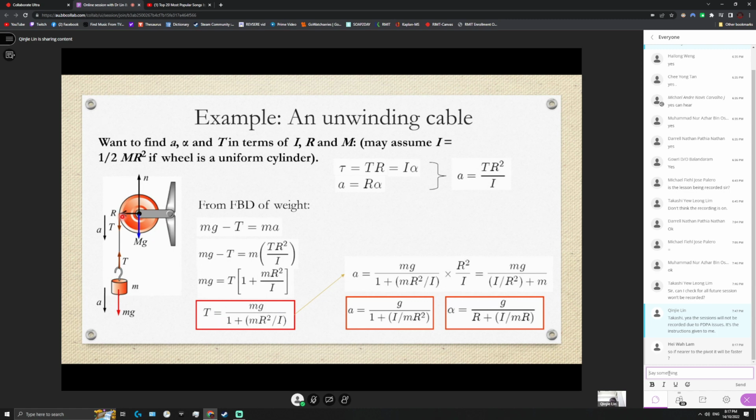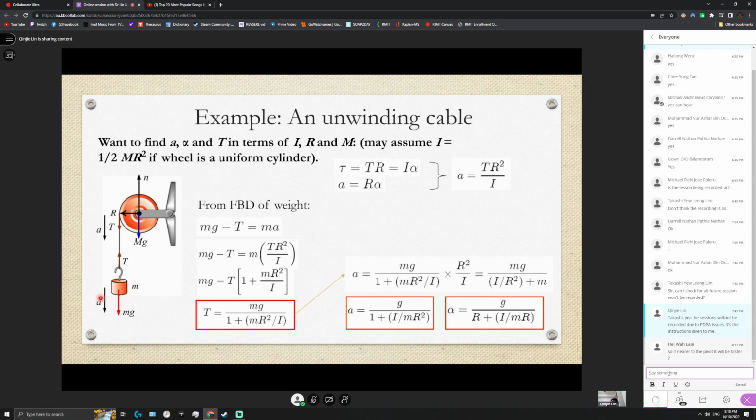Okay, we come back to this example, unwinding cable. We want to find a, alpha, and T in terms of I, R, and M, given this structure. So we have this sort of wheel here. Then you have a string tied to this mass here. So imagine if you release, of course, this mass will go down, right? And then this string will follow suit. Then there will be a rotation to this. So the systems are connected together. And then a pointing down is the linear acceleration.